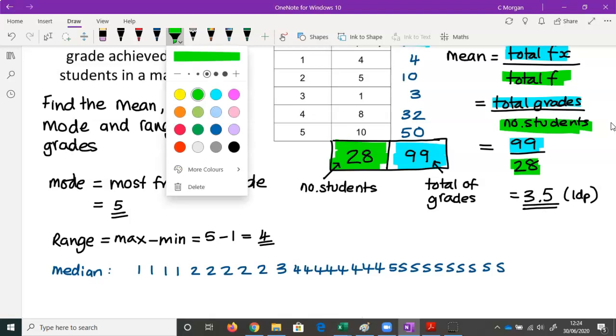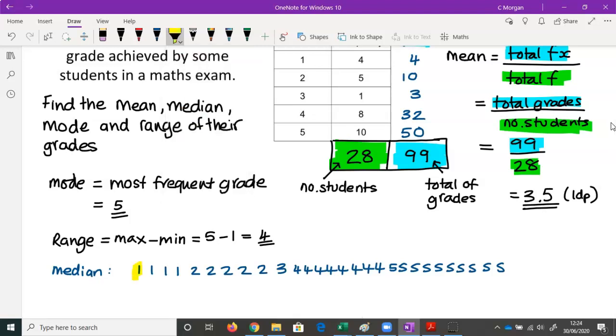I said to you the easiest way is to find the one in the middle, but this time I don't think there's going to be just one left in the middle because I've got an even number of students. In fact, I've got 28 students here, so I think I should have 14 and 14, which is 28. So I should have 14 values on one side, 14 values on the other side. So I'm going further and further in my list till I get to the middle. As you can see, there are 2 numbers in the middle, but because they are both 4, the median is just going to be a grade 4.